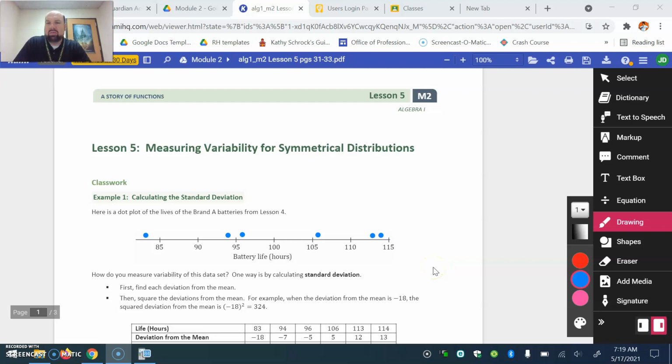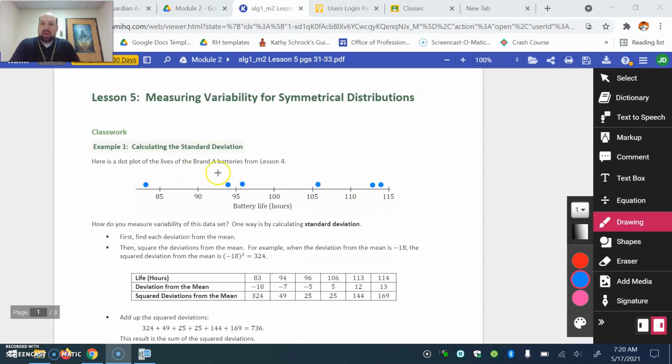Okay, welcome to the video for lesson 5, measuring variability for symmetrical distributions. So we're going to do something today called calculating the standard deviation. Your calculator has the ability to do this, but there's definitely some value in understanding how to do it in case you ever have a calculator that doesn't.